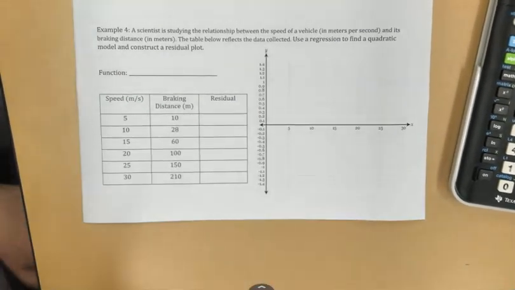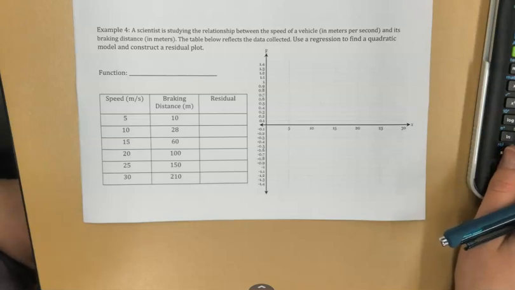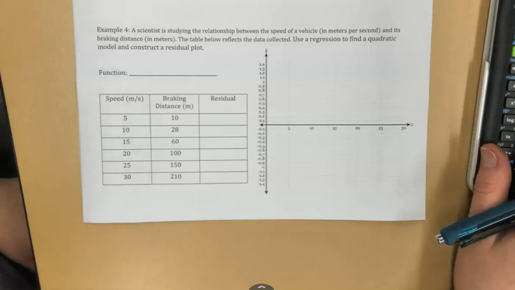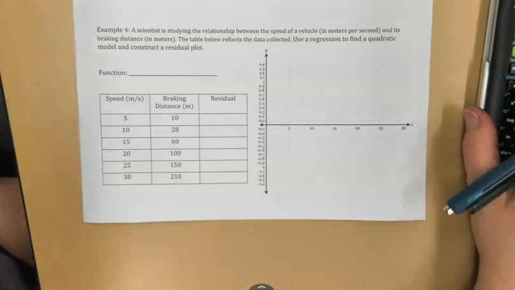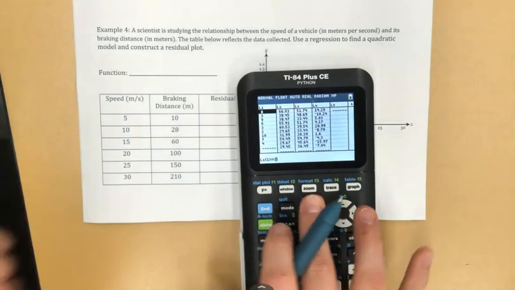A scientist is studying the relationship between the speed of a vehicle in meters per second and its braking distance. The table below reflects data collected. Use a regression to find a quadratic model and then construct a residual plot. So we're going to do everything we did on example 3, but instead of being given the model, we are going to have to calculate that ourselves.